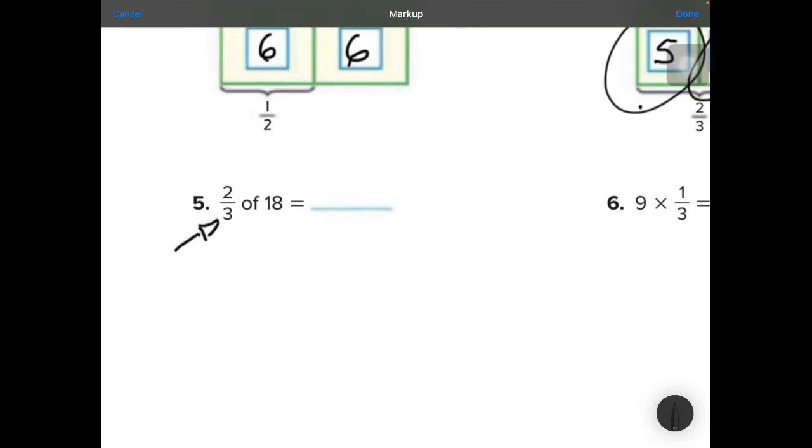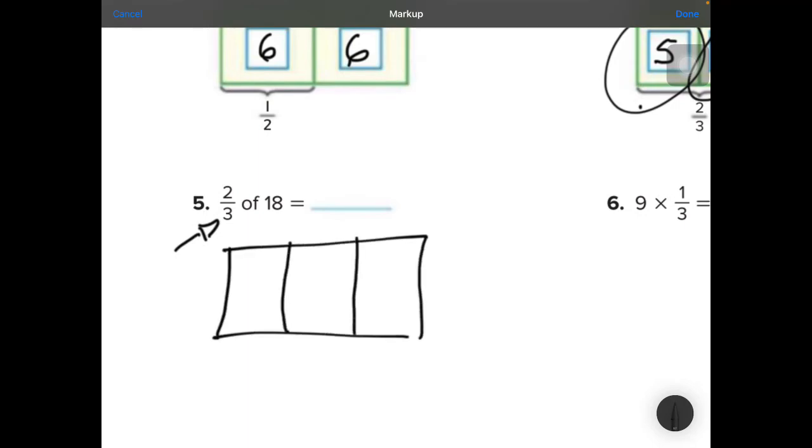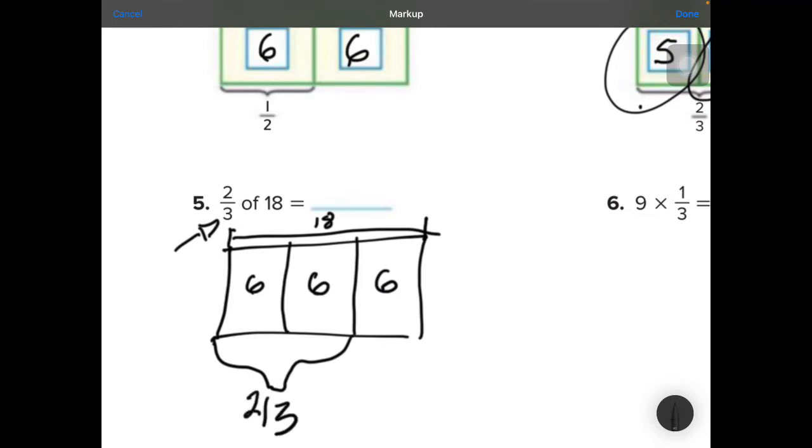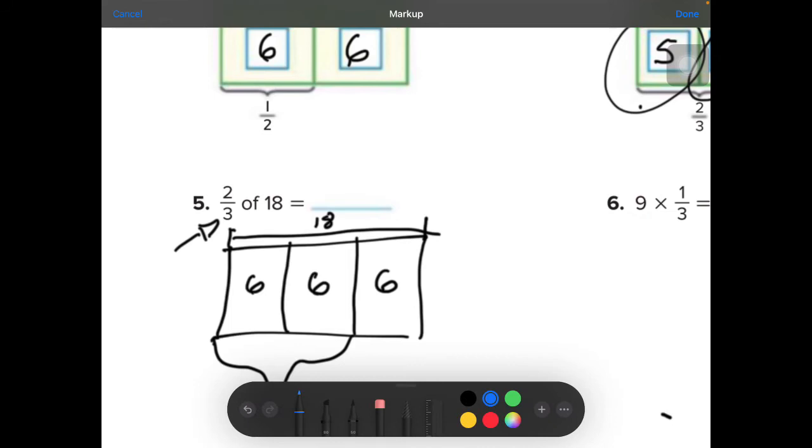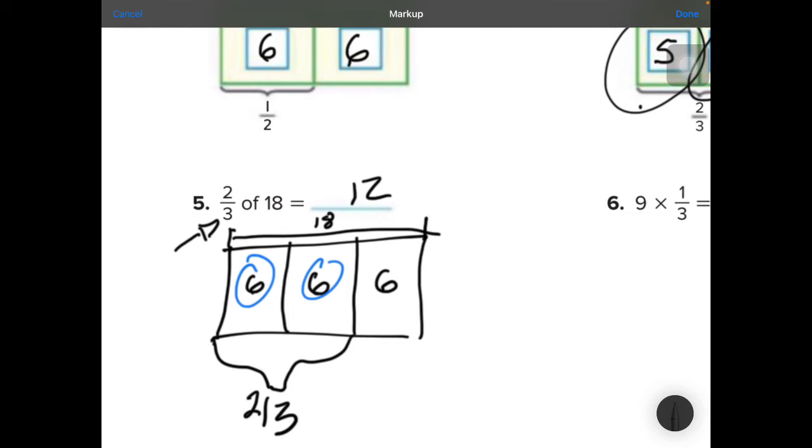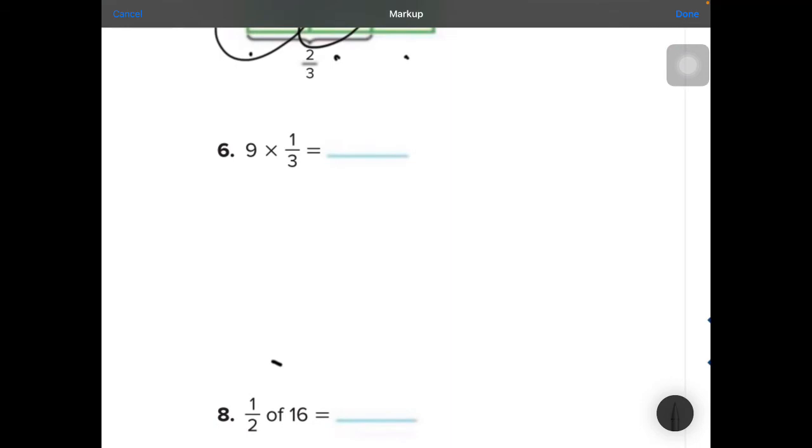Okay, 18. So 2/3 of 18. Look at the denominator. So we're going to draw a little spot with 3 compartments. Now, my 18 is going to go right here. So 18 divided by 3 would be about 6 in each compartment. Now 2/3 means I only am going to count 2 out of the 3. So 2/3 of them. So I'm going to count those 2, and that's going to be 12. 6 plus 6 is 12. So 2/3 of 18 is 12.